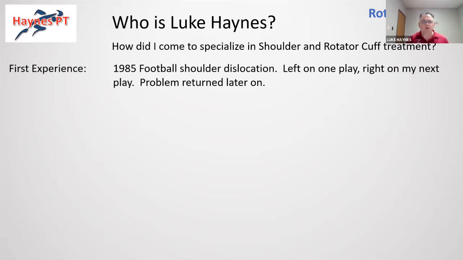Fast forward 20 years, and all of a sudden, some of the things that were happening in my shoulder weren't quite right anymore. And I had to take a look and see what I could do with them. Fortunately, I'd learned what to do with the shoulders at that point. So it became an easy situation for me to treat that myself. And so that's my experience with it.